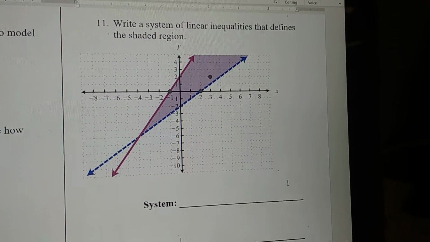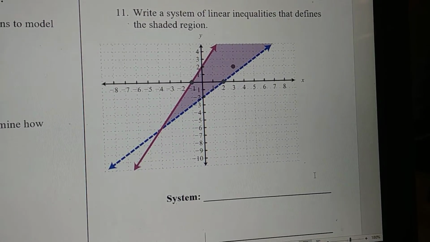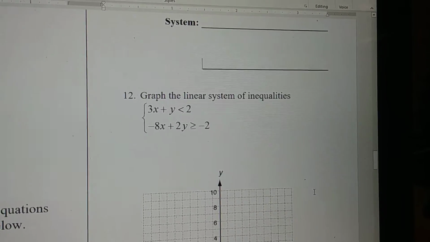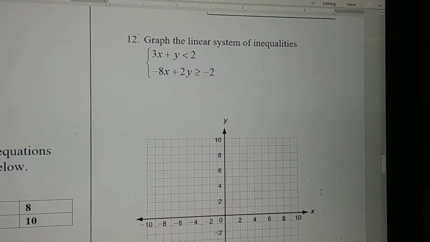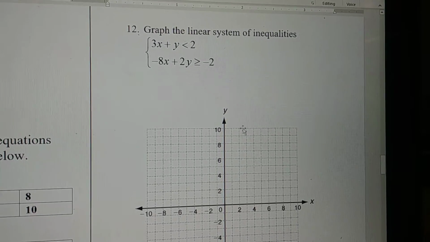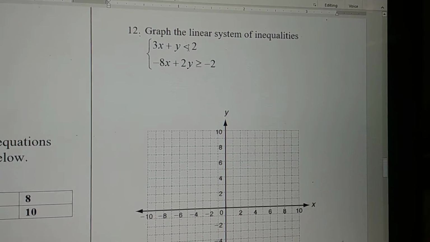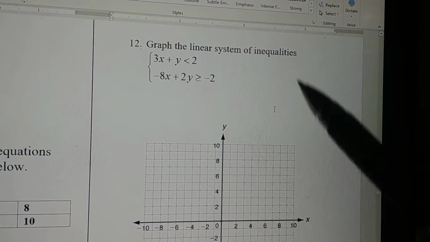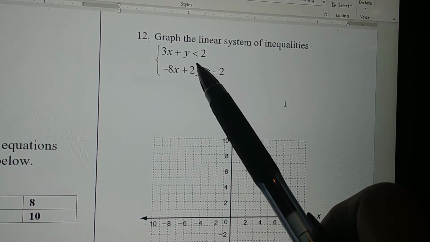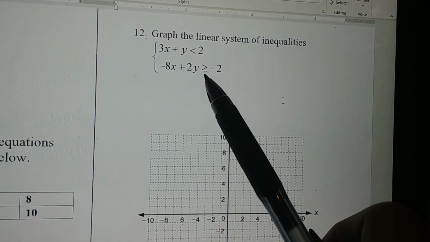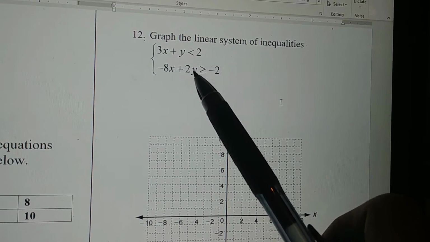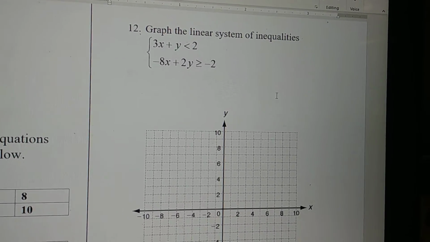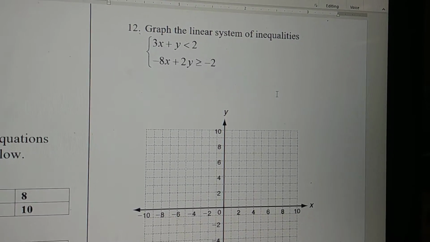Notice that these are linear inequalities and not linear equations anymore. What does that mean? If you look at number 12, we have a system of linear inequalities. What makes them inequalities is their sign here. You have a less than, and here you have a greater than or equal. So when you have those signs, those pretty much represent linear inequalities.